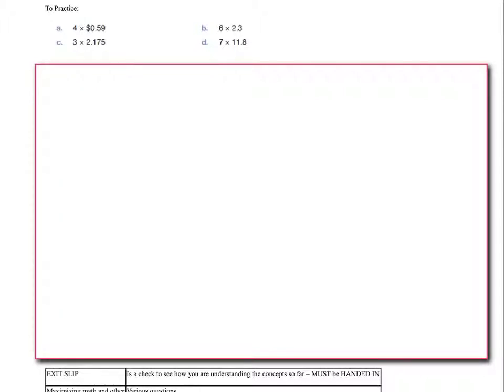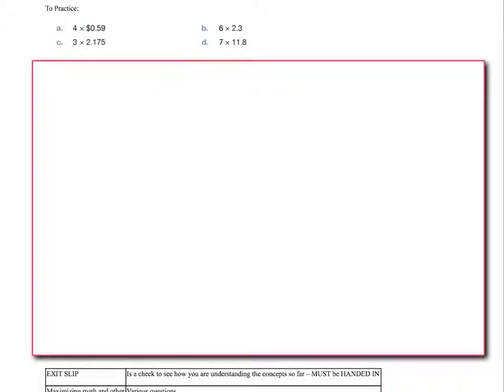All right, so let's take a look, and I'm just going to write things down because it's nice to have a visual. You don't necessarily need to be doing much writing other than the numbers that you've made them into. So if I was using compatible numbers for A and B, or benchmarks, well, 4 would stay 4. And 59 cents would be pretty close to $1 or 1, so be close to 4.